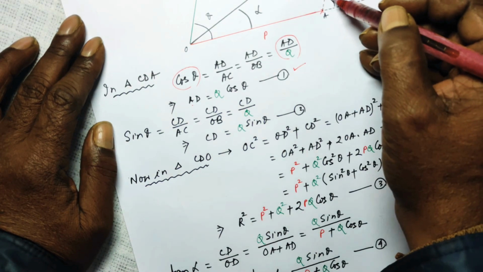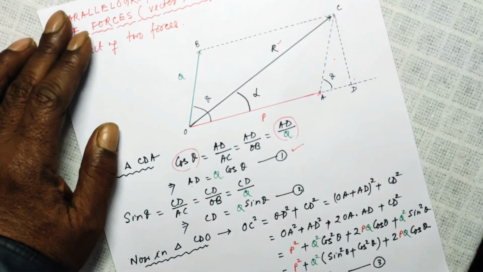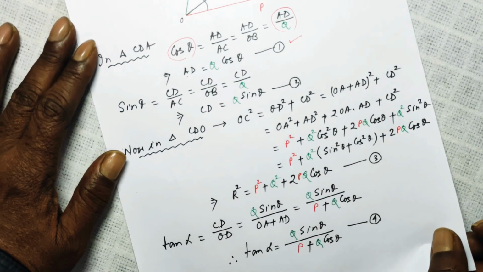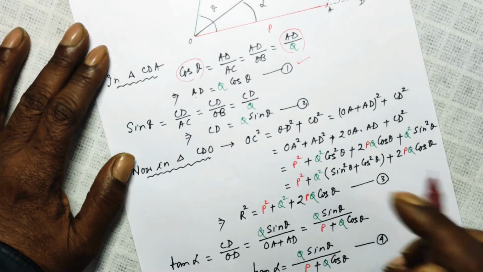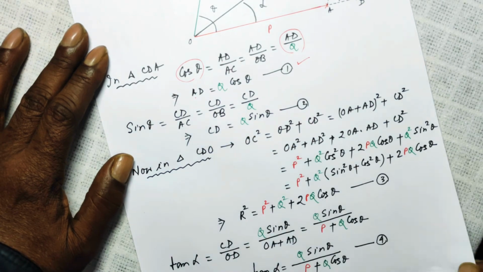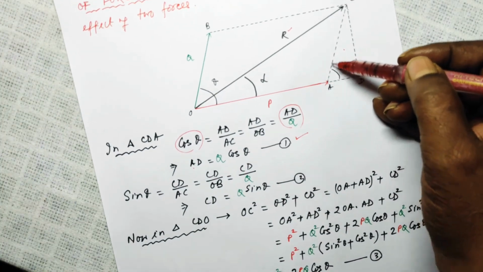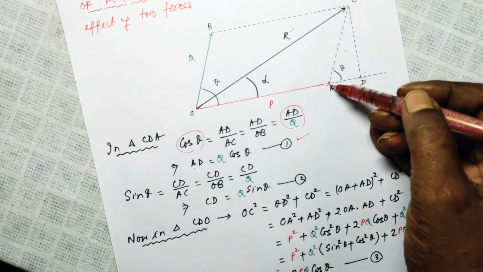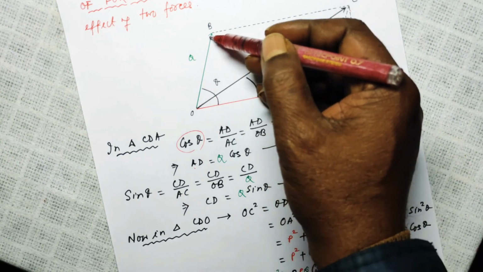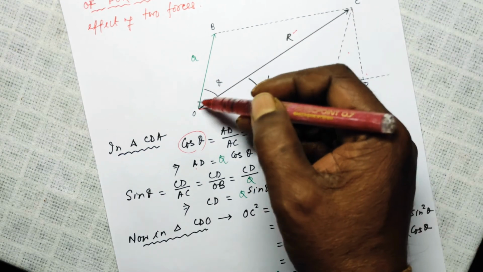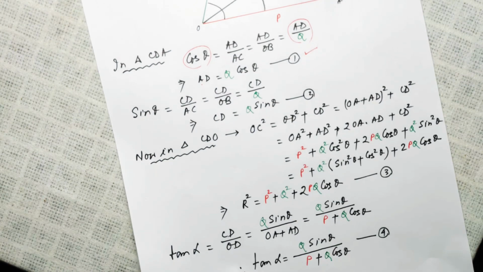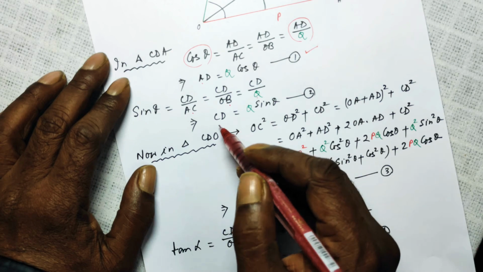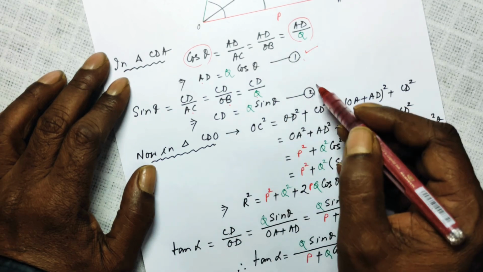Similarly, if you take sine of this angle, it is perpendicular over hypotenuse, that is equal to CD over AC. The length AC is the same as the length OB because they are the two opposite sides of a parallelogram, and the direction of AC is the same as the direction of OB. So for AC I can substitute Q. Substituting AC equal to OB equal to Q and cross multiplying, you get CD equal to Q sine theta.